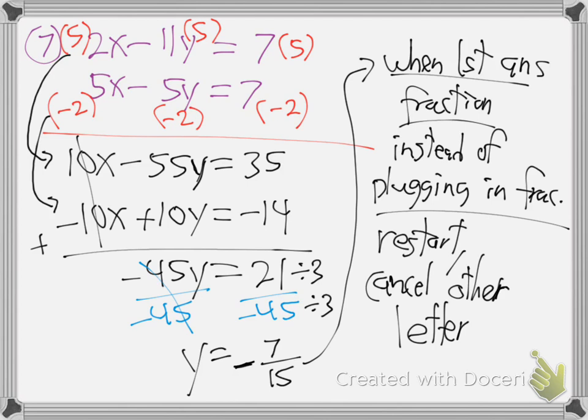So I'm just going to restart, and this time, instead of getting x's to cancel, we get the y's to cancel. We'll never have to touch a fraction. Which is kind of my goal in algebra, is to avoid fractions at every turn. So let's restart. So 2x minus 11y is 7, so I'm going to redo it.